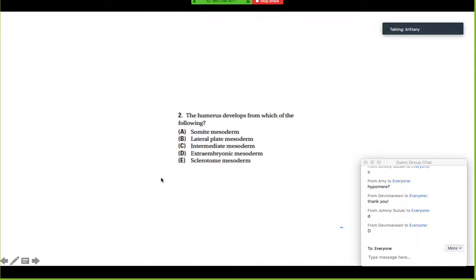Okay, how about this one? Remember your bony structures, where are they coming from? Don't be afraid to take a guess. Or look back at the slides.